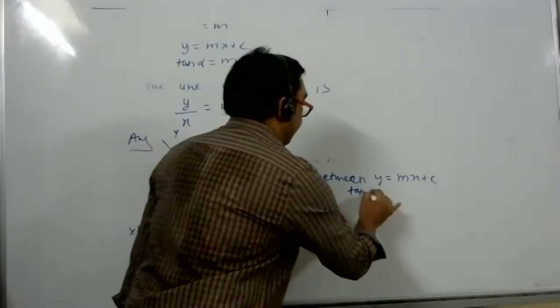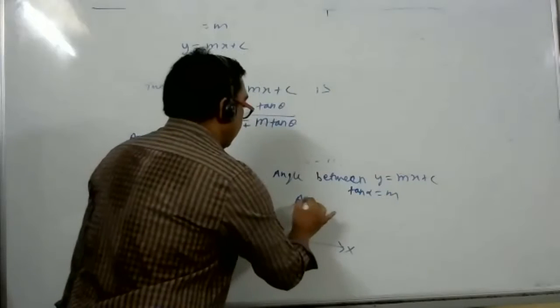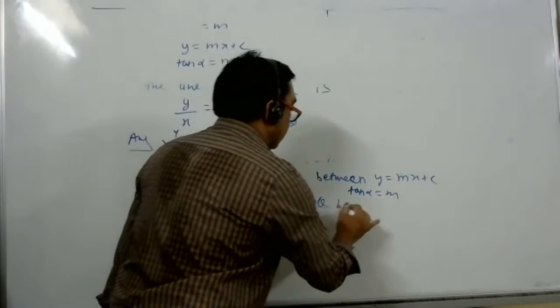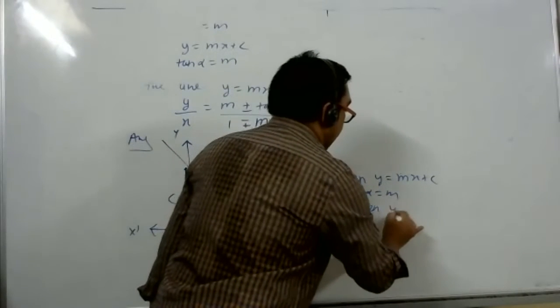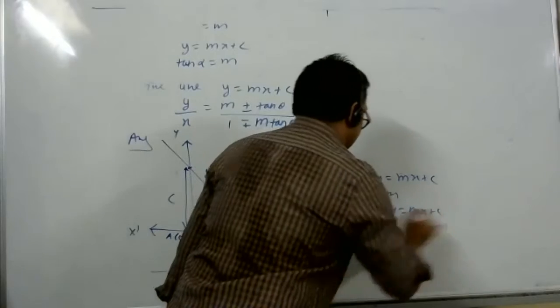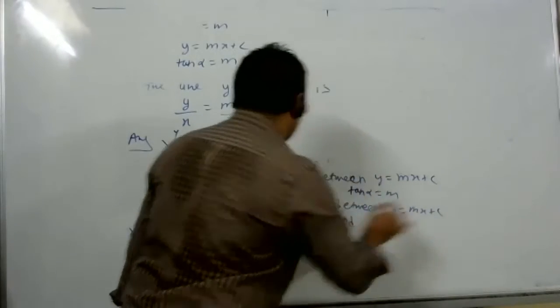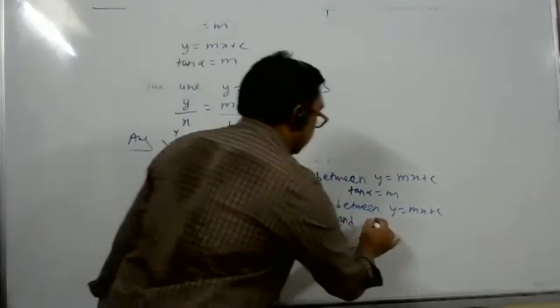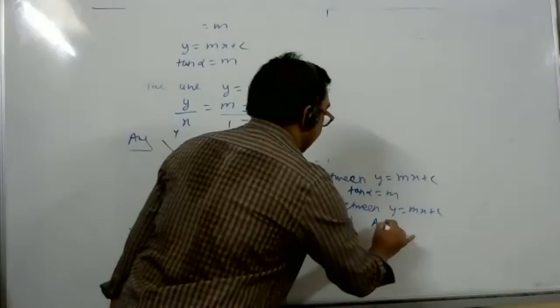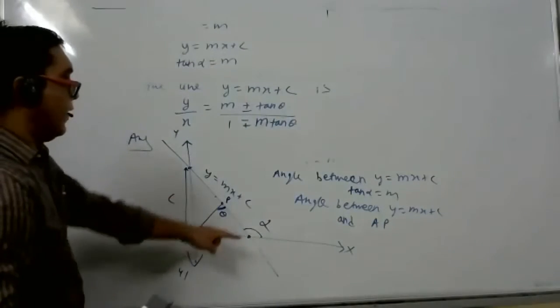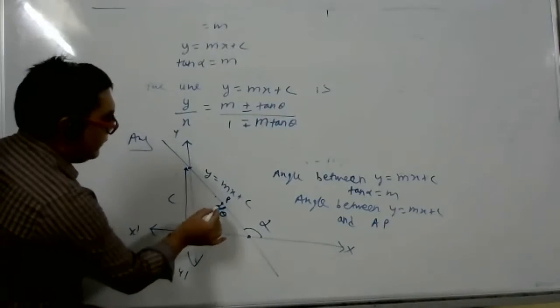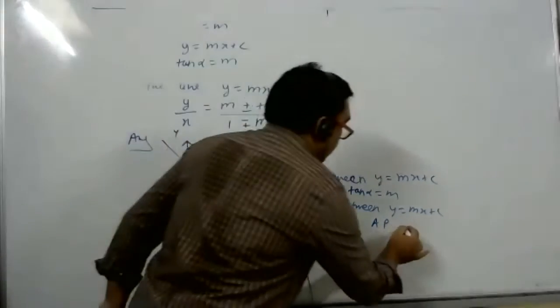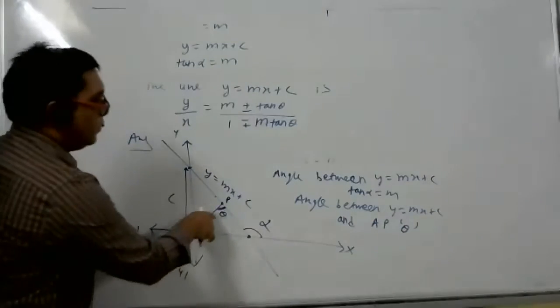Now, tan alpha is equal to m. So the angle between y is equal to mx plus c and AP. How much, student? What is the angle between y is equal to mx plus c and AP? Theta. So correct, Andisha? Yes, sir.